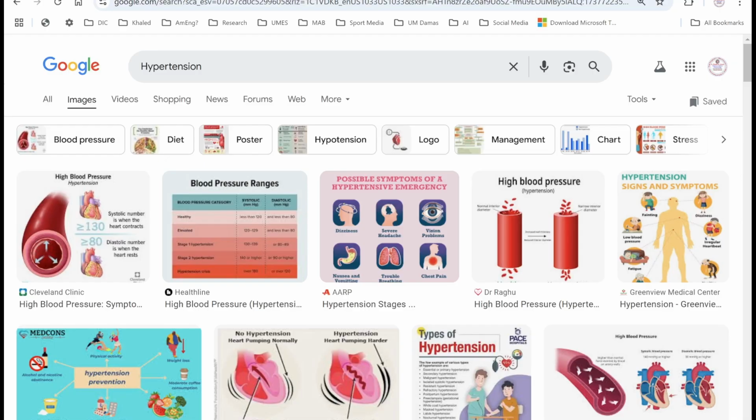If I put it on Google Images, you can see I have hypertension, and they try to tell us that anyone with over 130 over 80 is considered to suffer from high blood pressure, or hypertension. Then they show us the blood around the vein, and high blood pressure may affect the heart. So this is the first medical term, hypertension, which means high blood pressure.